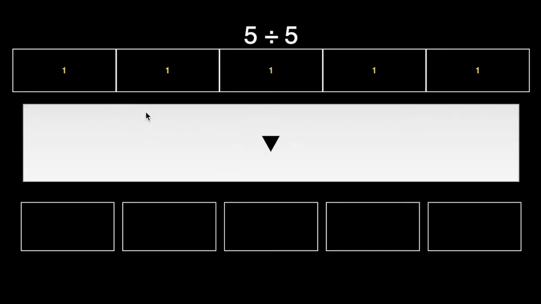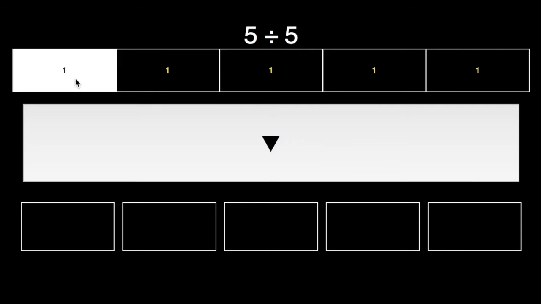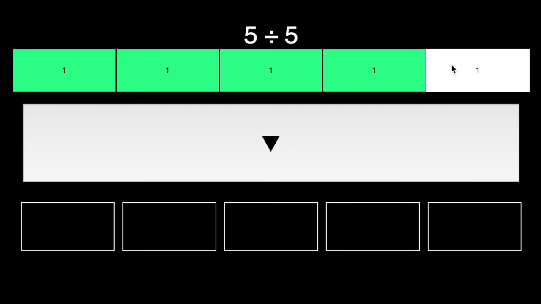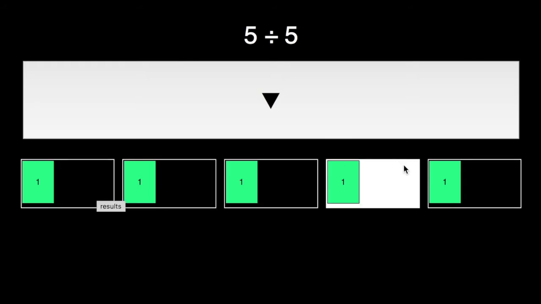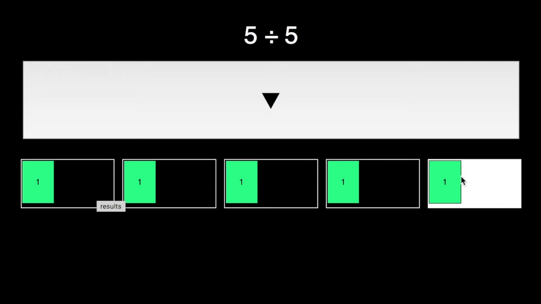The first example we see is 5 divided by 5. We select all 5 parts, 1, 2, 3, 4, 5. We then select to split these parts into 5 groups. Group 1, Group 2, Group 3, Group 4, Group 5. There is now one of each of the parts inside every group.